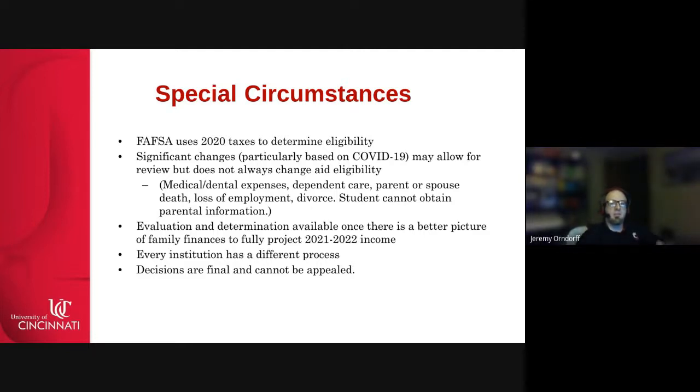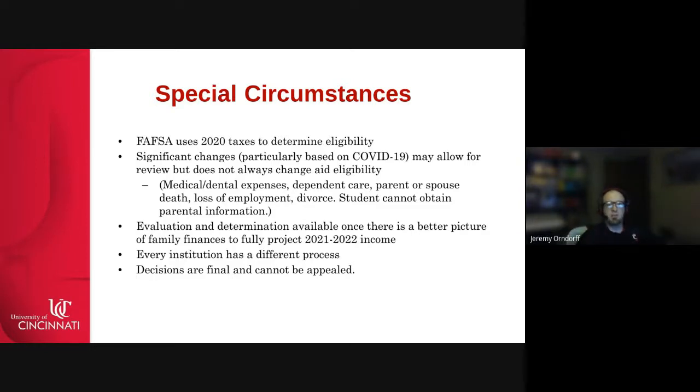But if you feel like the financial information being provided on the FAFSA is not indicative of your current situation, schools can do something called a special circumstance appeal. It allows us to update FAFSA information within certain guidelines to better reflect your current situation. This is done school by school. So if you were going to UC and had a change, maybe loss of income, you would want to contact us, the financial aid office at UC, and we would walk you through that process of what to do.